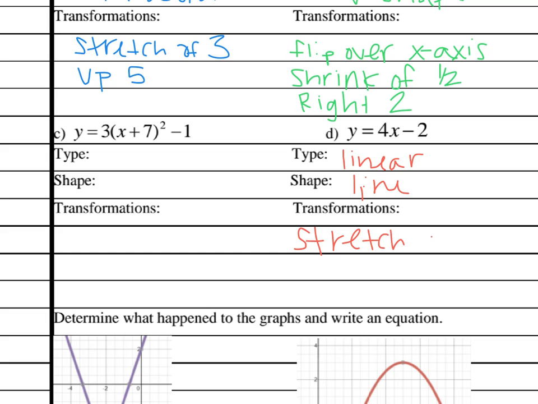Stretch of 4. And then the only other thing we have is the -2, which is actually our y-intercept, which tells us that it went down 2.